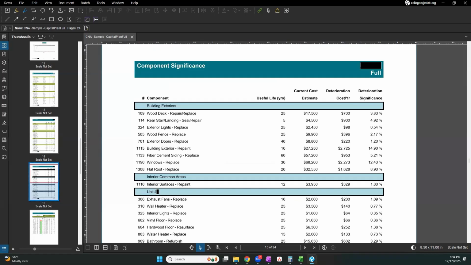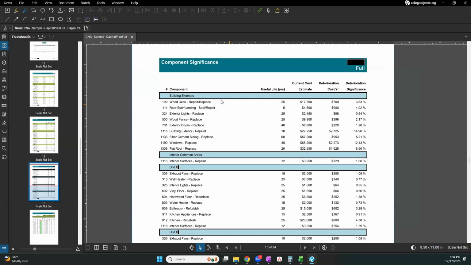All right, and then next we have the component significance. So this chart, again, I don't often use this. What it's looking at is for each component, what's the useful life and the cost estimate to replace it, and then kind of break that cost down over its useful life. So for the wood deck, every year it's costing me $700, and that represents almost 4% of my replacement reserve budget.